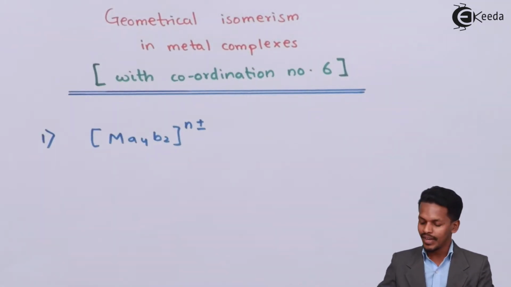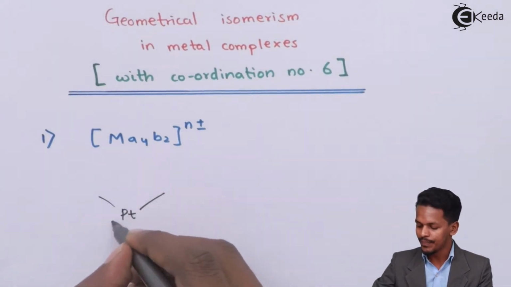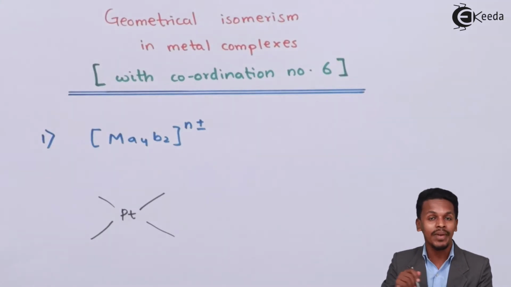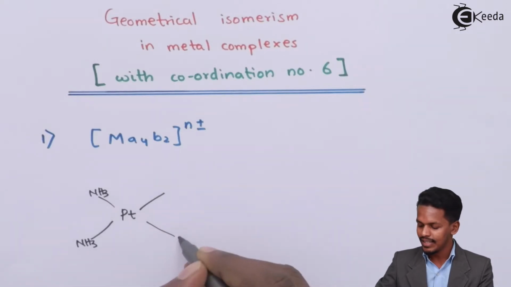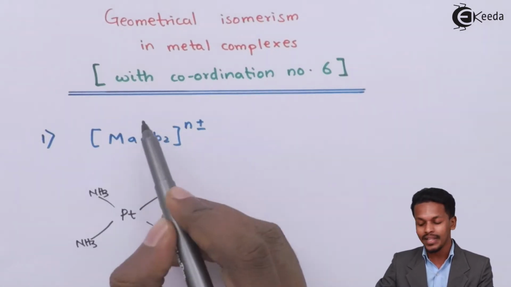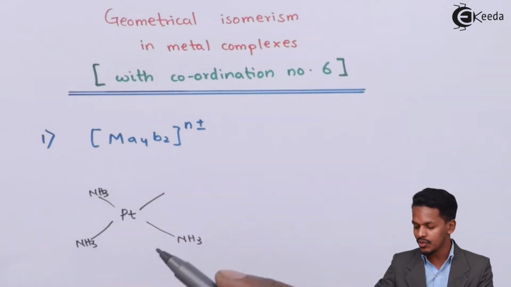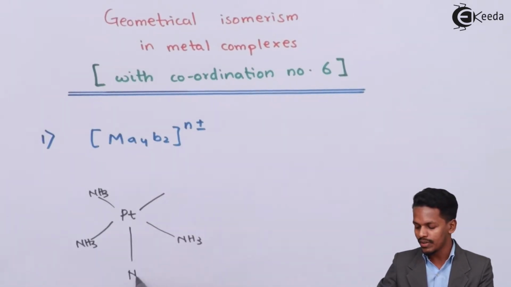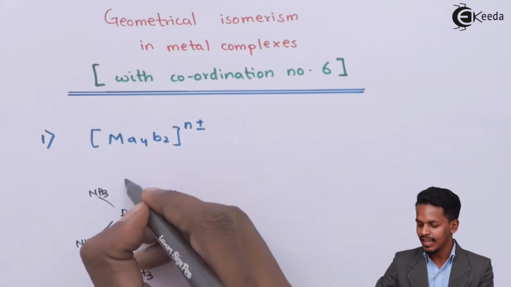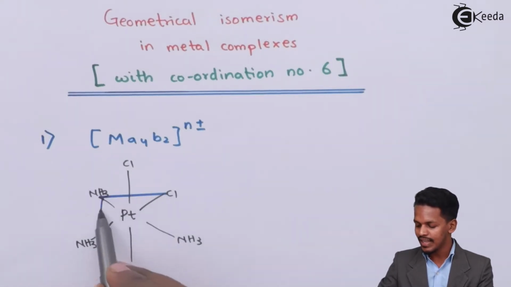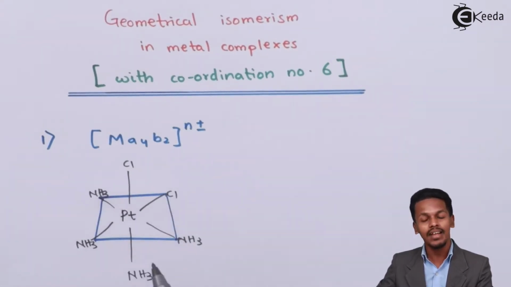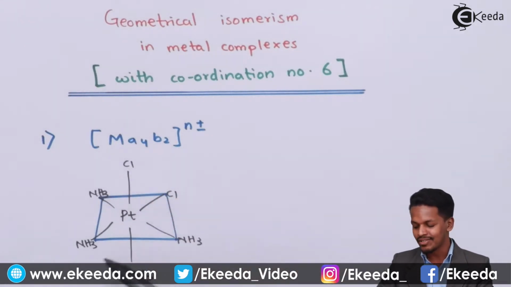Suppose I take an example where platinum is present at the center, and the 4 ligands in the square plane are NH3. Here also it is NH3, and here it is NH3. Going by the formula, there will be 4 molecules of NH3, so I can write another NH3 here, and suppose this is Cl and this is Cl. In this case, this NH3, this Cl, and this NH3 are present in the square plane, while this Cl is above the plane and this NH3 is below the plane, making the overall structure octahedral.